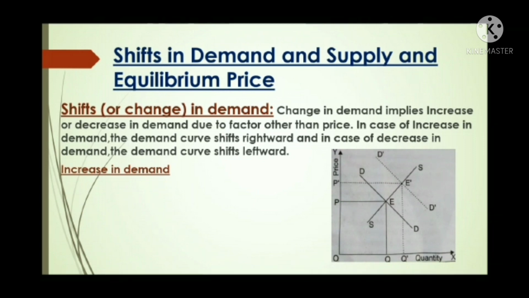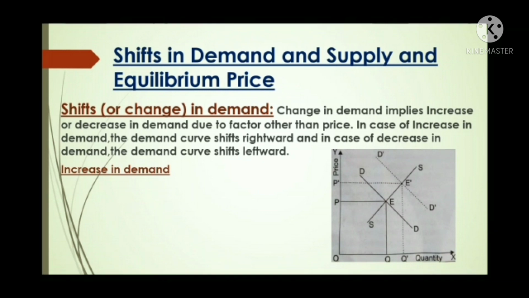original quantity. Now, due to increase in demand, the original demand curve DD shifts to the right to D1D1. The new demand curve D1D1 intersects the given supply curve at point E1, where the new equilibrium price OP1 and the new equilibrium quantity OQ1 are determined. It is clear that OP1 is greater than OP and OQ1 is greater than OQ. This means that increase in demand leads to an increase in both equilibrium price and equilibrium quantity.